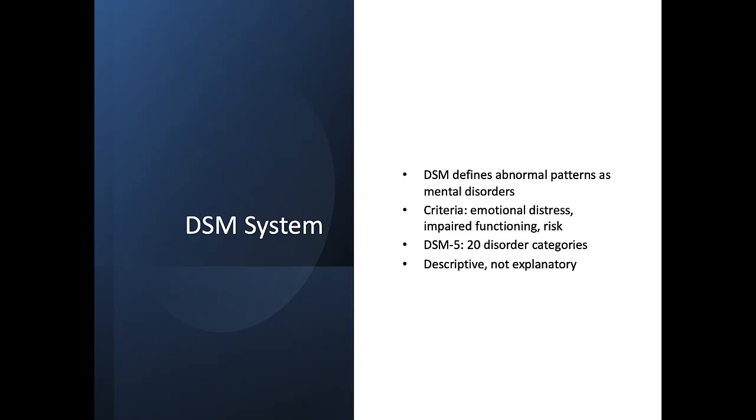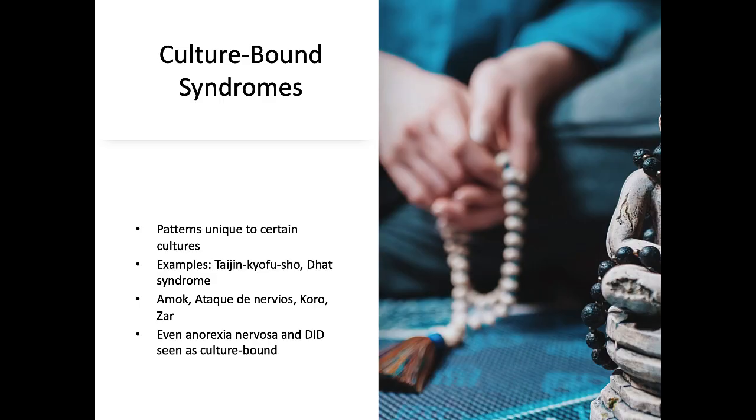For example, for generalized anxiety disorder, specific criteria must be met, such as excessive worry for at least 6 months, difficulty controlling worry, and 3 or more associated symptoms like restlessness or muscle tension. Next, let's talk about culture-bound syndromes. These are patterns of abnormal behavior that occur in some cultures but are rare or unknown in others. They often reflect exaggerated forms of common folk superstitions and beliefs within a particular culture.